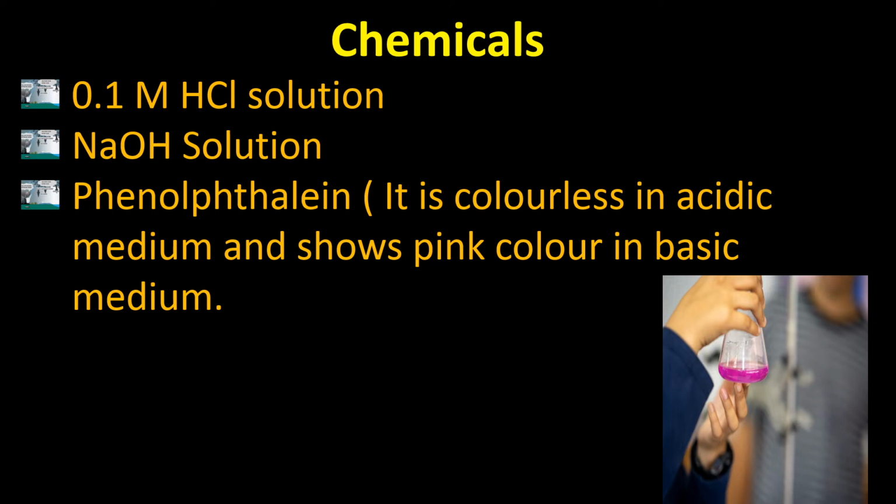The third very important thing which we use is phenolphthalein. What is phenolphthalein? It's an indicator. It is colorless in acidic medium and shows pink color in basic medium. This indicator is added into the base so that the color of the base will change and we can find the end point of our reaction just by noting the color of the indicator. So let's carry out the process.